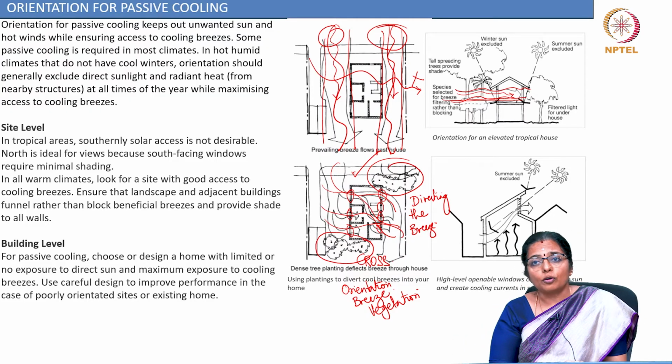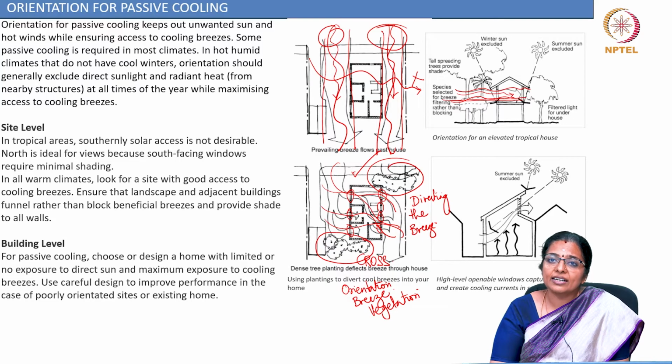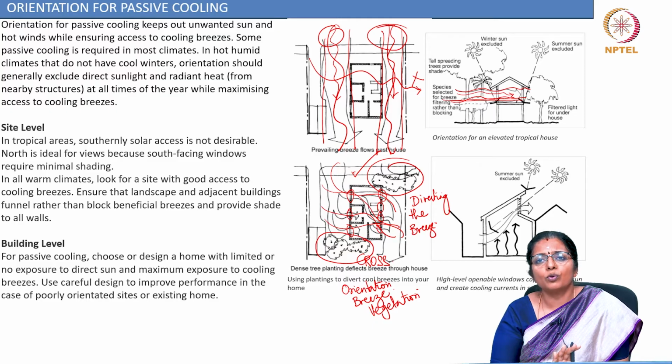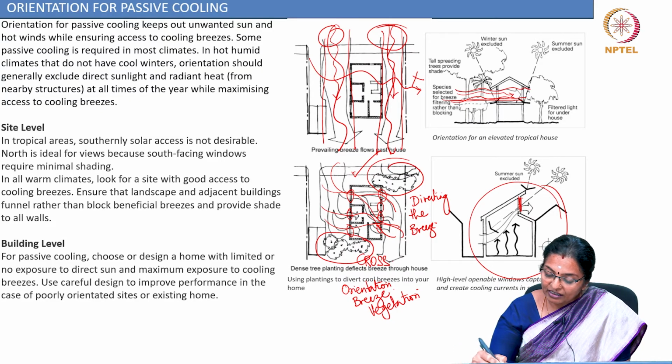At building level, for passive cooling, choose or design a home with limited or no exposure to direct sun and maximum exposure to cooling breezes. Use careful designs to improve performance in the case of poorly oriented sites or existing homes. In this case, you can see that you have high level openings. These capture the wind and they create a cooling current.